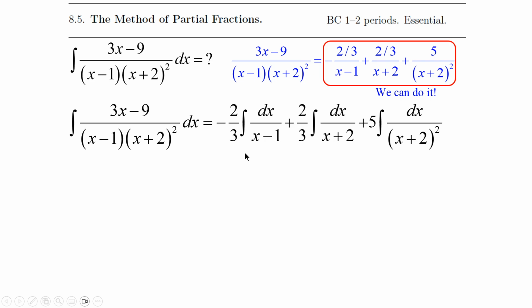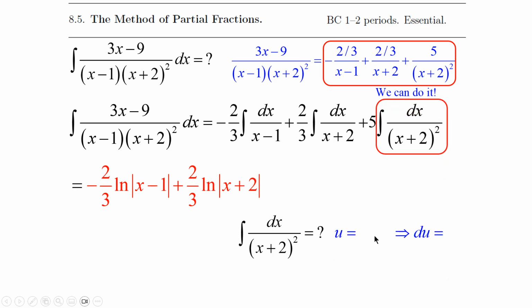Now we can do the first two just like we have, natural logs. So negative 2 thirds the natural log of the absolute value of x minus 1, plus 2 thirds the natural log of the absolute value of x plus 2. And now you might be thinking you're going to go plus 5 times the natural log of x plus 2 quantity squared. No, you're not going to do that. You're going to do this just like a regular antiderivative we've been doing all year. Let's use substitution.